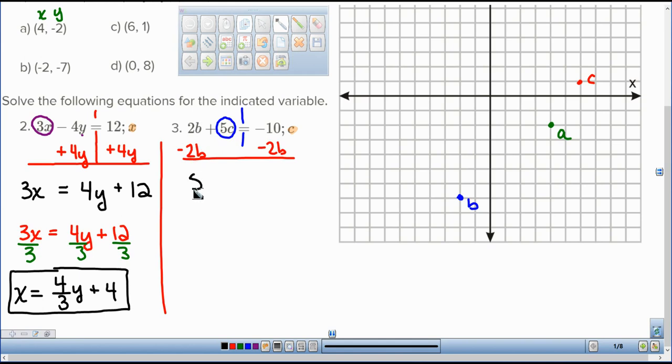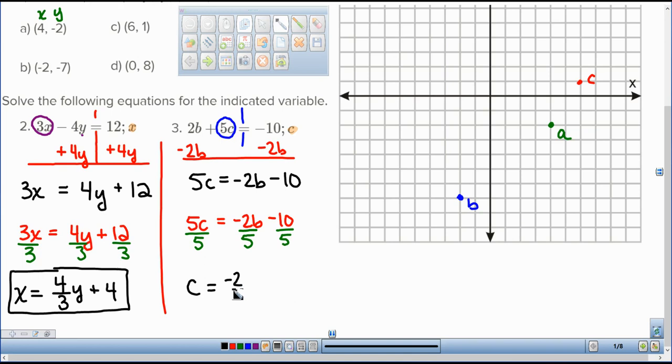Those will cancel. Leave me with 5c equals, and then I have these two terms that do not go together. I'm going to put the variable term first because it's more important, and then the minus 10. I'm going to rewrite it. And then I'm going to get c by itself by dividing by 5. And again, we must do that to each term. Read it like a book, and you will have c equals your fraction negative 2/5 b, and then negative 10 over positive 5 is negative 2.